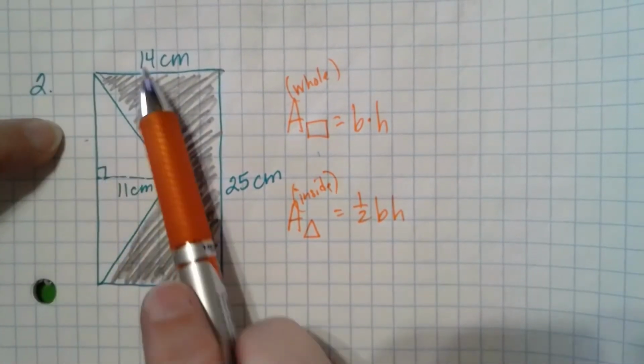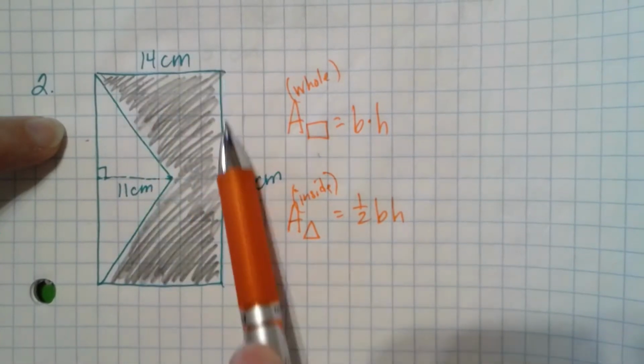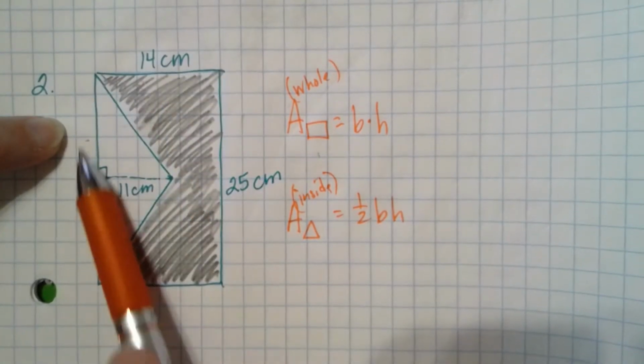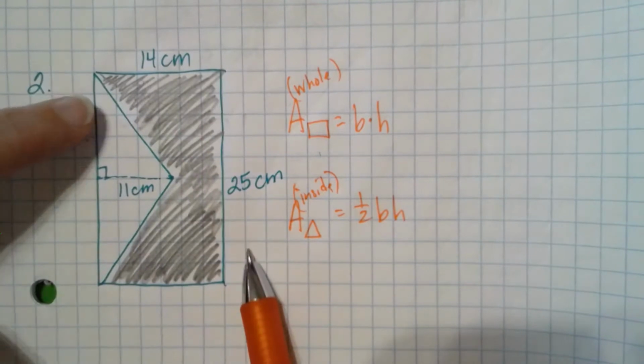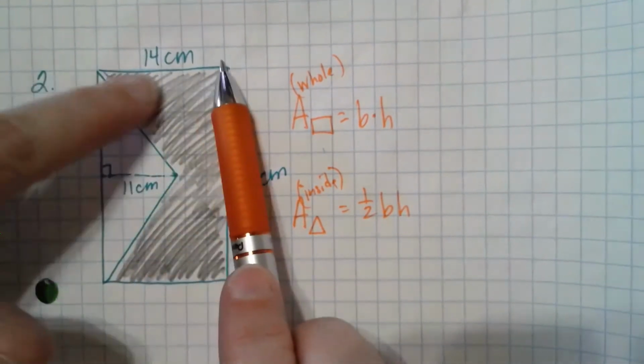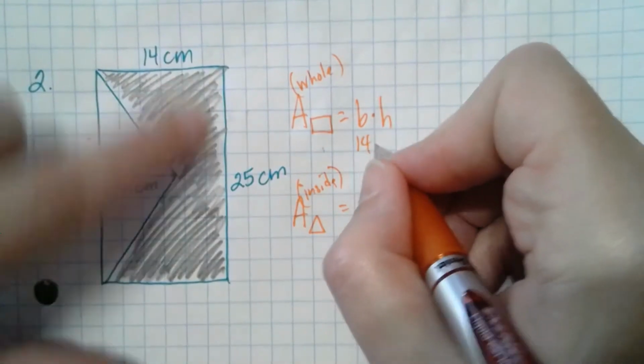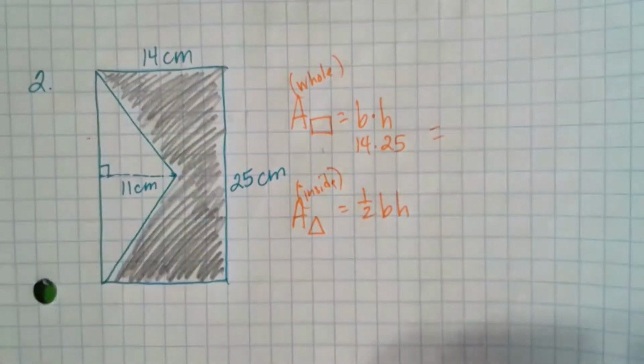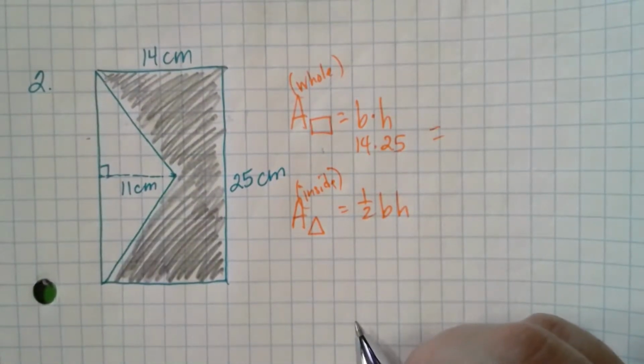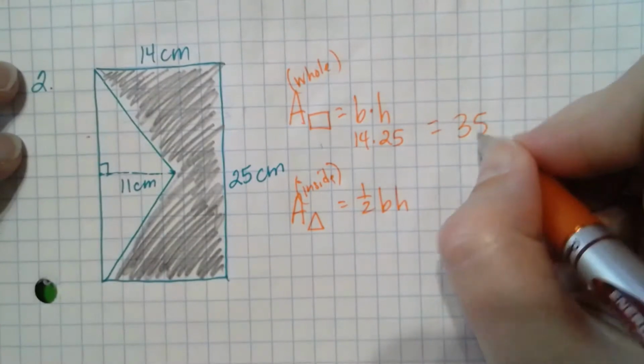So what are the dimensions of this rectangle? If you just trace around the outside of that rectangle, you're going to see those values. So we've got a 14 across one side, and we got a 25 across the other side. 14 times 25 is 350.